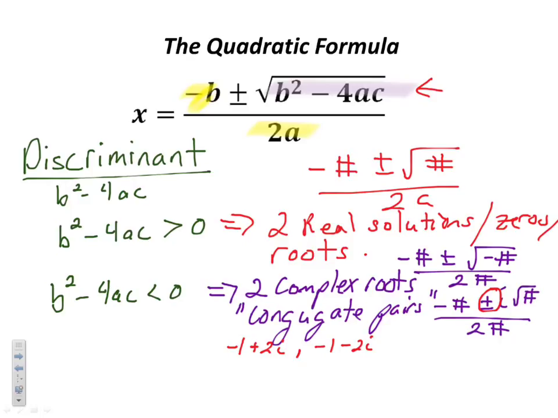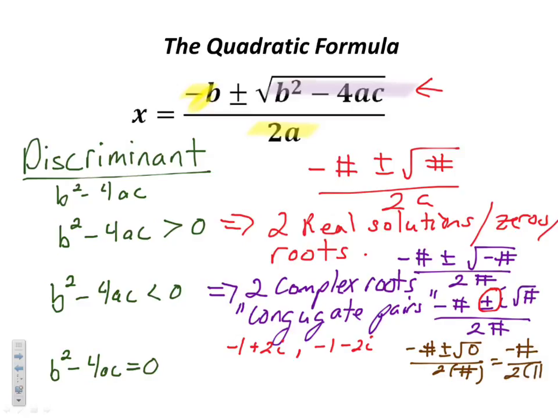The number in the front always stays the same. And then what happens when b squared minus 4ac equals 0? There's only one other case, right? That means you have 0 under the radical, right? So let's put that down here. I'm going to write that down. So that means I have minus some number plus or minus 0 over 2 times a number, right? That's just a negative number, whatever that is, all over 2 times a number, right?